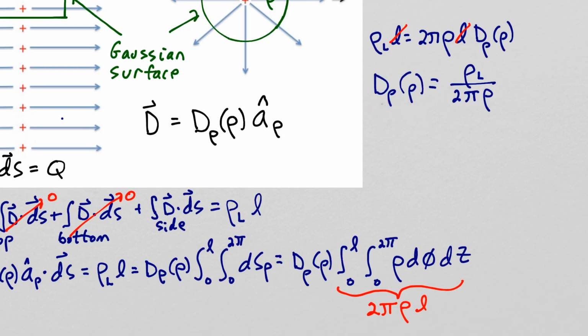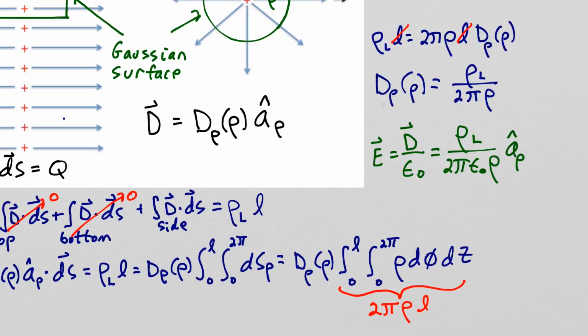Since the electric field intensity is the electric flux density field divided by the permittivity of free space, we can solve for the electric field intensity. The resulting electric field intensity is rho sub L over 2 pi epsilon sub 0 rho, and it's in the rho direction.